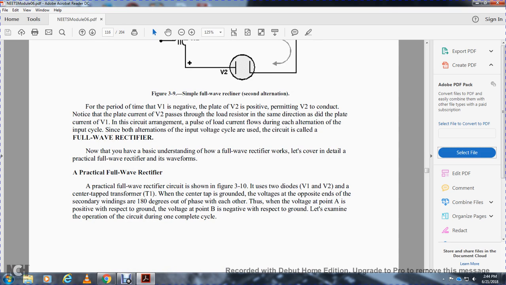A practical full wave rectifier circuit is shown in figure 3-10, with two diodes V1 and V2 and the center tap of transformer T1. When the center tap is grounded, the voltages from the opposite ends of the secondary winding are 180 degrees out of phase with each other. Thus, when the voltage at point A is positive with respect to ground, the voltage at point B is negative with respect to ground.